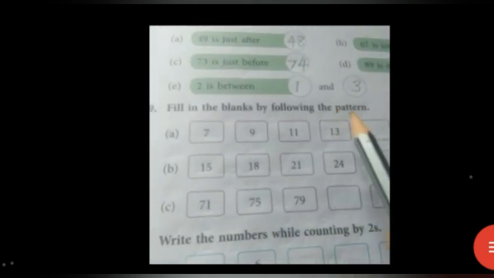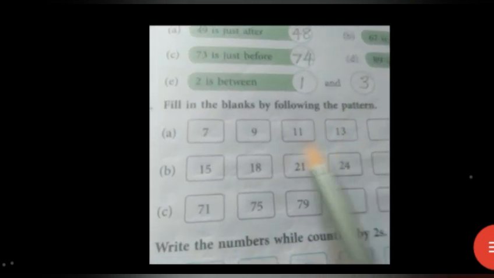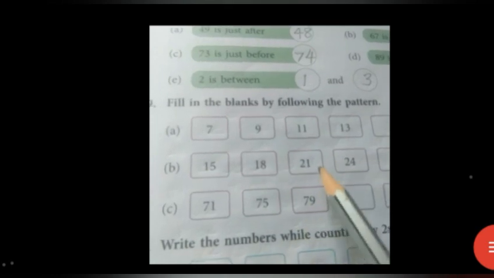Look, exercise 1A, next is a pattern. That pattern I will show you. Before that, you take the 10th question. Write the numbers while counting by 2s. Counting by 2s means skipping by 2. Skipping 2 means adding 2 to each number. Okay? Adding 2 to each number.